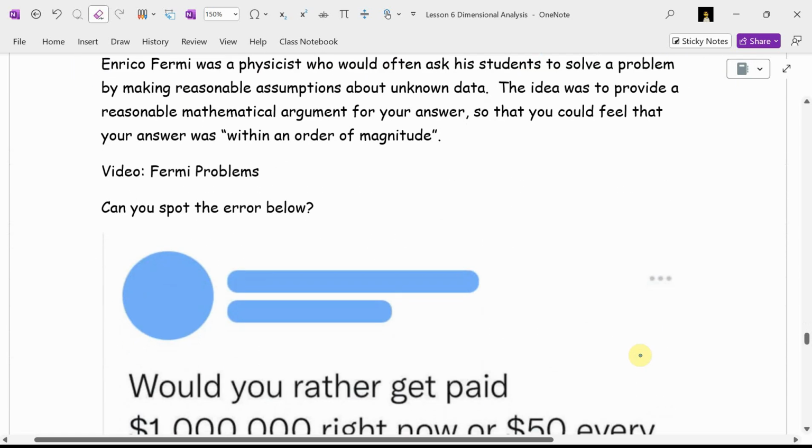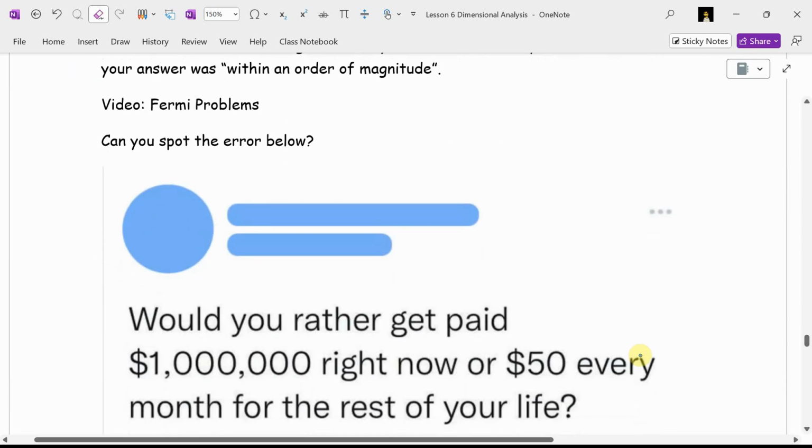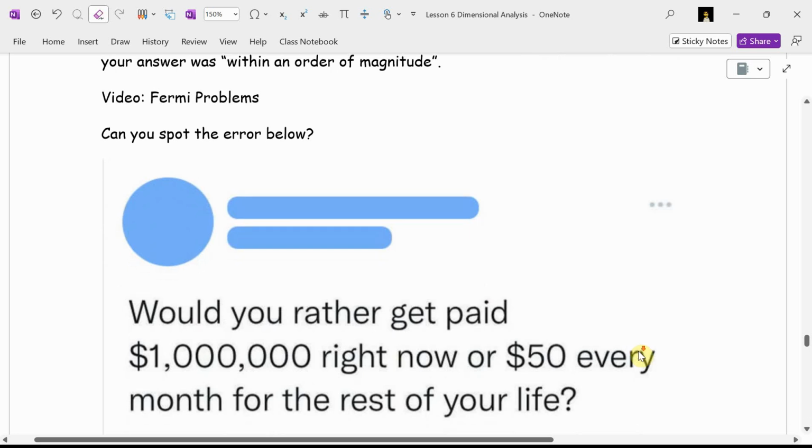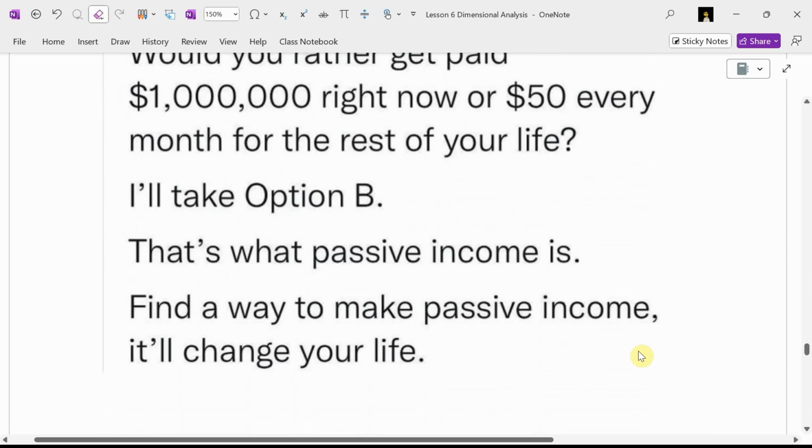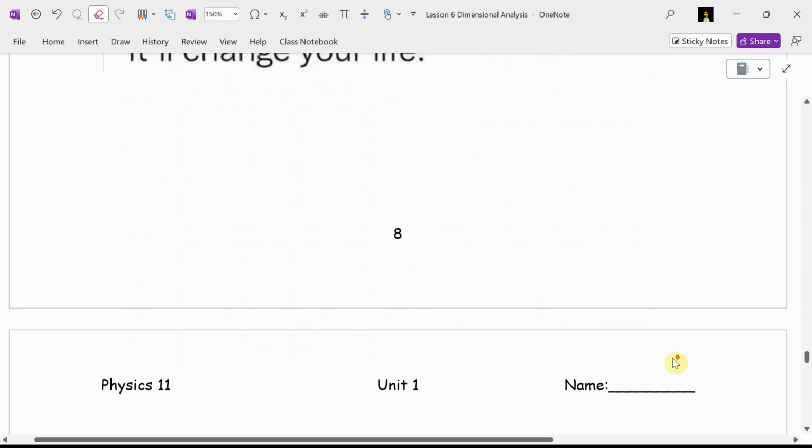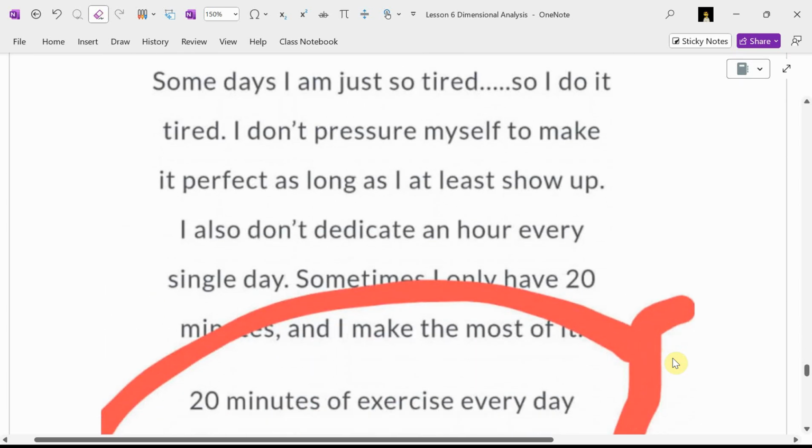Okay. We talked, turn the page. We talked about this idiot here yesterday, right? We all agreed you'd take $1 million. So you need to turn the page, find the one that says, "Some days I am just so tired."